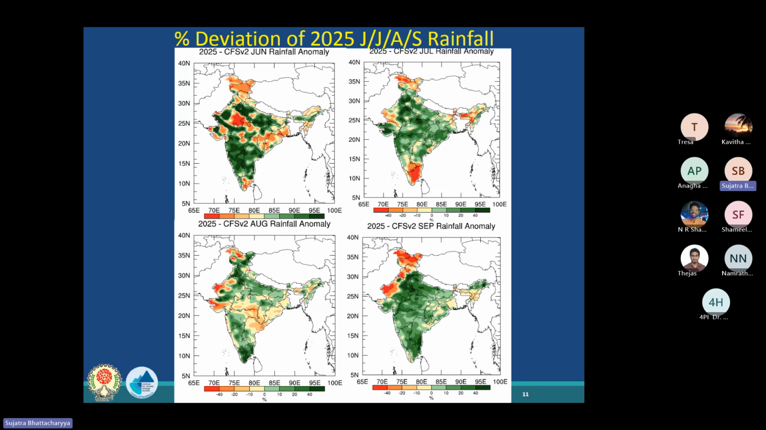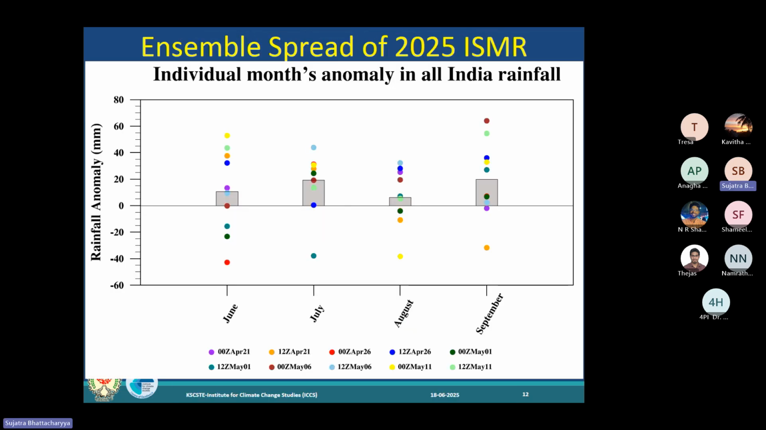But whether that is going to really happen or it will be neutral is a question. Okay, so then how do the individual months, individual members look? This model is very sensitive to initial conditions. You can see that there is a spread all over, but it is slightly skewed towards the positive side in the month of June. That is why we get a positive value in June. Whereas in July and September, it is mostly on the positive side, except a few cases.